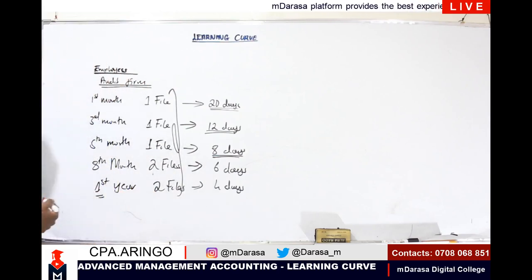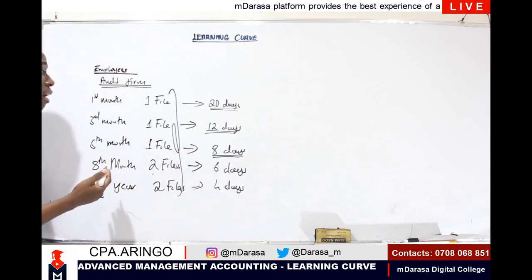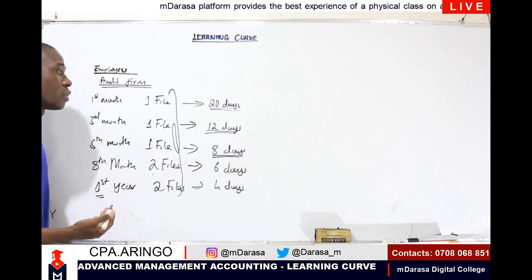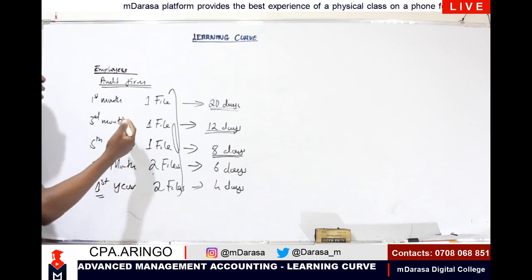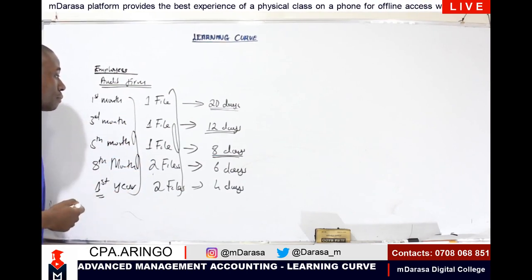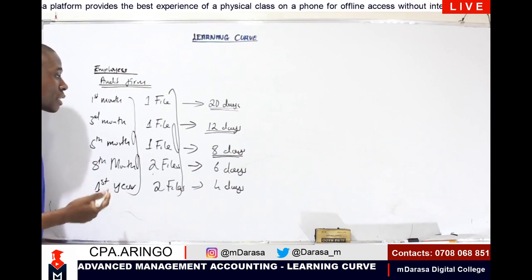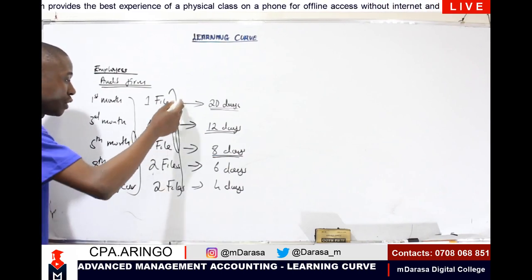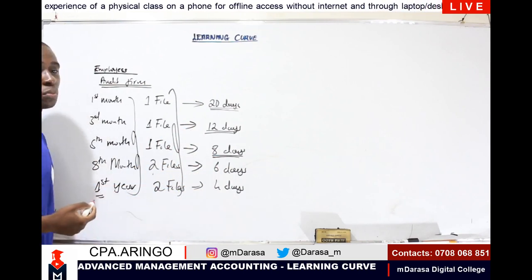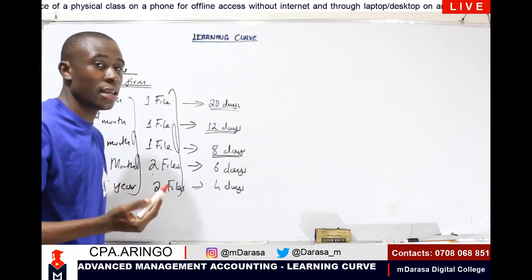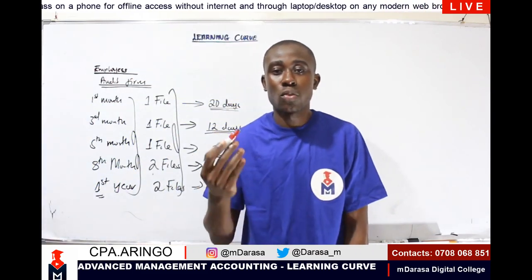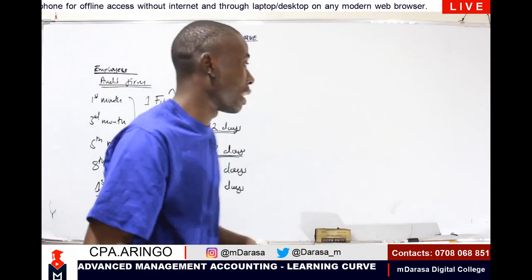Our efficiency will also be increasing. So you'll find that this is a very good scenario whereby you can relate it with a learning curve concept. The more experience or skill I have, the more efficient I'll be, and the less time I'll be taking to perform such tasks. And that is exactly what we mentioned under the learning curve concept.